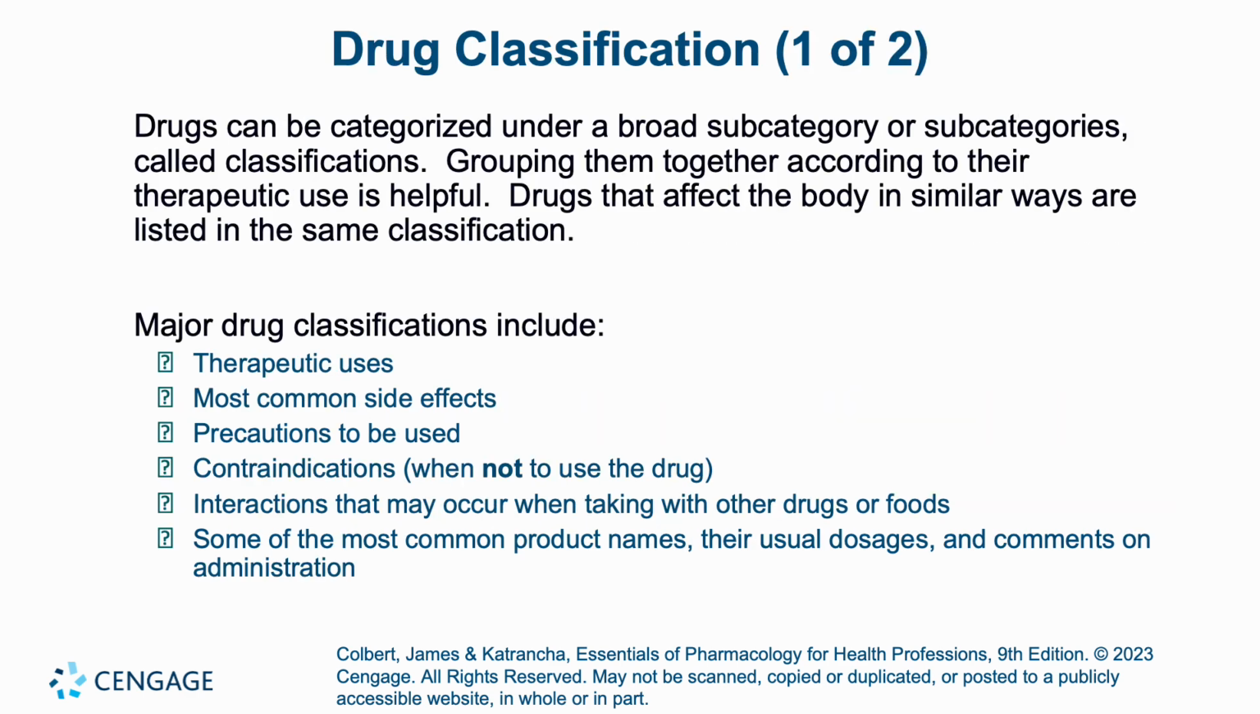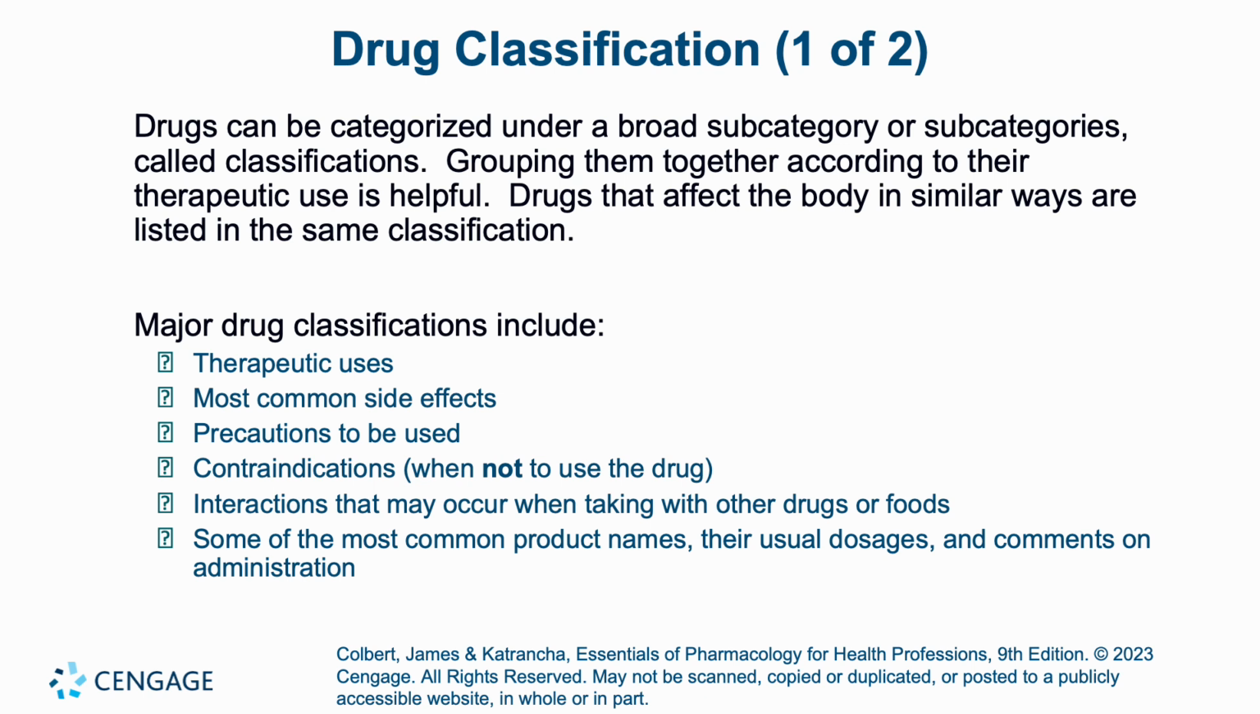So let's dive a little more into drug classification. Drugs can be categorized under a broad subcategory or subcategories called classifications. Grouping them together according to their therapeutic use is helpful. Drugs that affect the body in similar ways are listed in the same classification. Major drug classifications include 1, therapeutic uses. So again, going back to that analgesic example, the therapeutic use is pain relief. So that's a classification that they fall under.